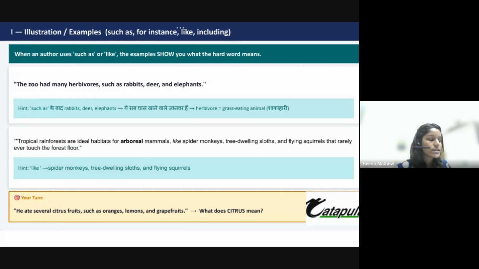He ate several citrus fruits such as orange, lemon, and grapefruit. Do you know the meaning of citrus? It's difficult. You don't know. But there is a hint. The hint is such as. So when I'm giving such as, and you have fruits like oranges, lemon, and grapefruits, then what is the meaning? Let me make it simple for you. Orange, lemon, or grape.